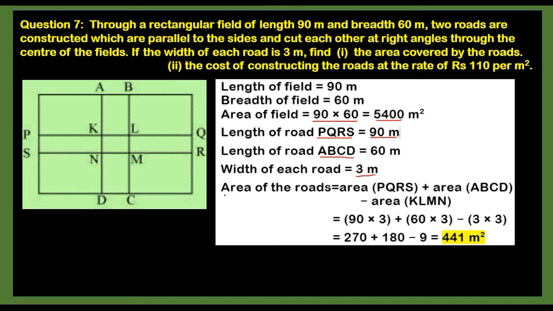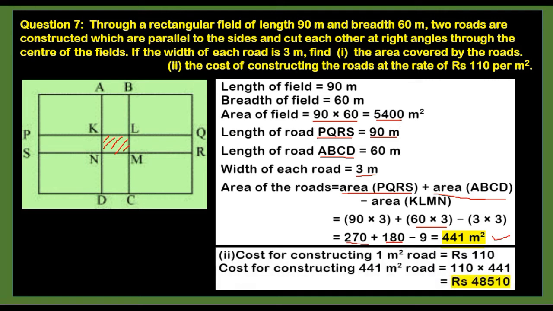So I have to find the area of the roads, that is area of PQRS, the horizontal road, area of ABCD, the vertical road, and I'll be subtracting the area of this overlapped square. It is counted in both the roads, in the vertical road and in the horizontal road. So I'll be subtracting one area from this total area of the roads. So 90 multiply 3 gives 270, 60 multiply 3 it gives 180, and subtracting a square area 9 meter square, I get the result as 441 meter square.